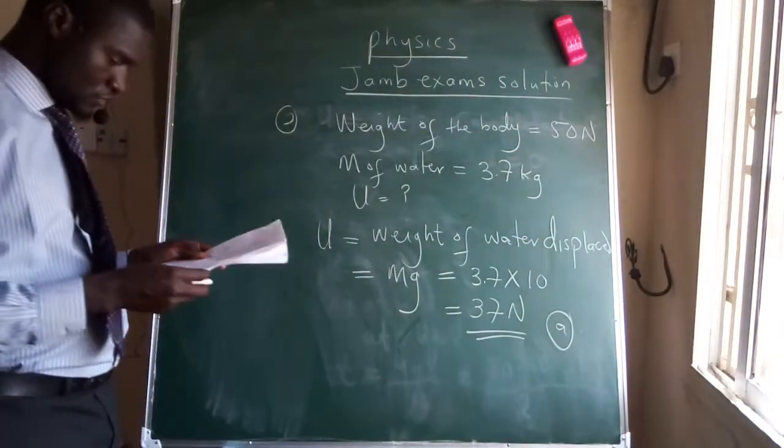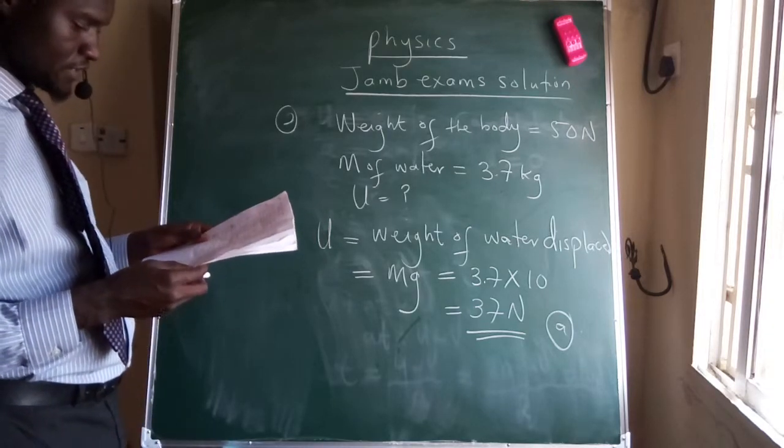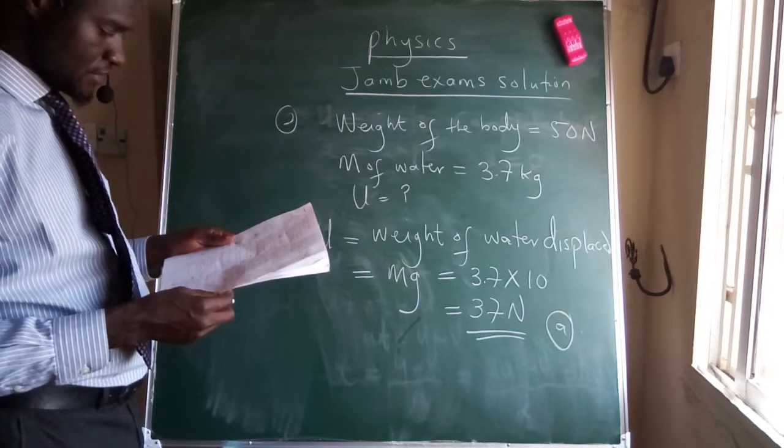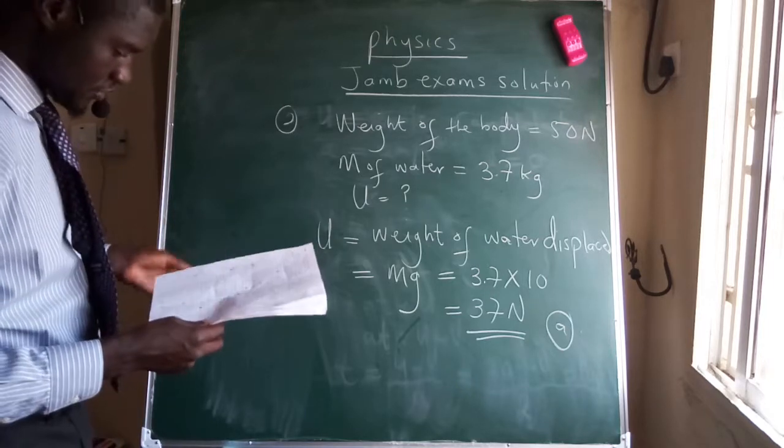Now question 3. Question 3 says, which of the following is not an application of expansion in metals? So we say the answer is option B, which is temperature control in an electric iron. Option B.